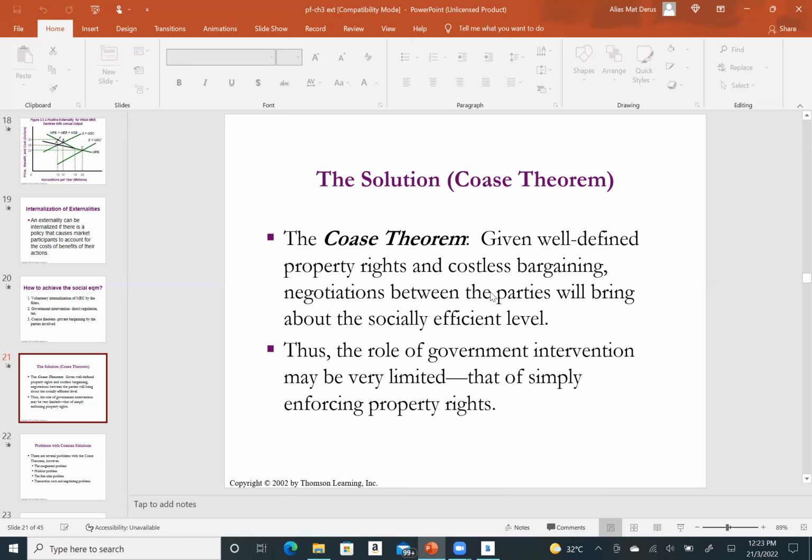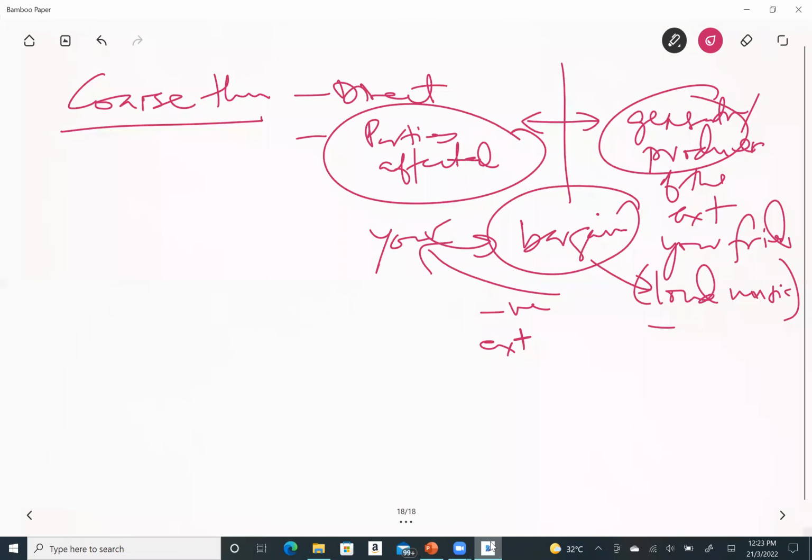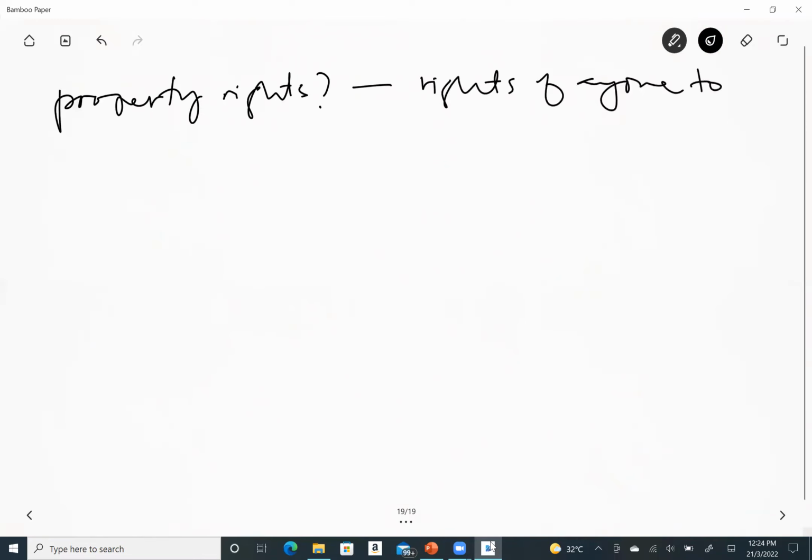Okay, all right. So what do we mean by well-defined property right? Well-defined property right, in the society, the basic law. All right, the basic law is what? The basic law is to define property right. What are property rights? Property right is the right of anyone to do something. Okay, so property right means what? The right of anyone to do something, or not to do anything.